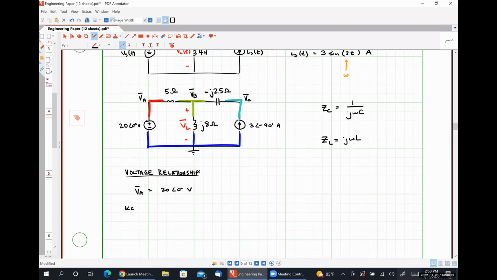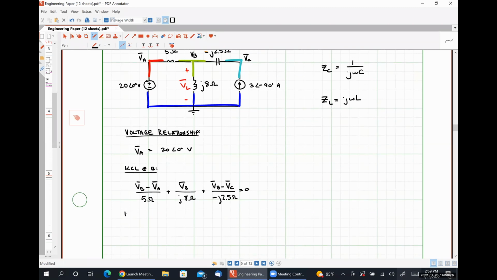And then we would have a KCL at node B equation that would be VB minus VA over 5 ohms plus VB over j8 ohms plus VB minus VC over negative j 2.5 ohms is equal to 0.